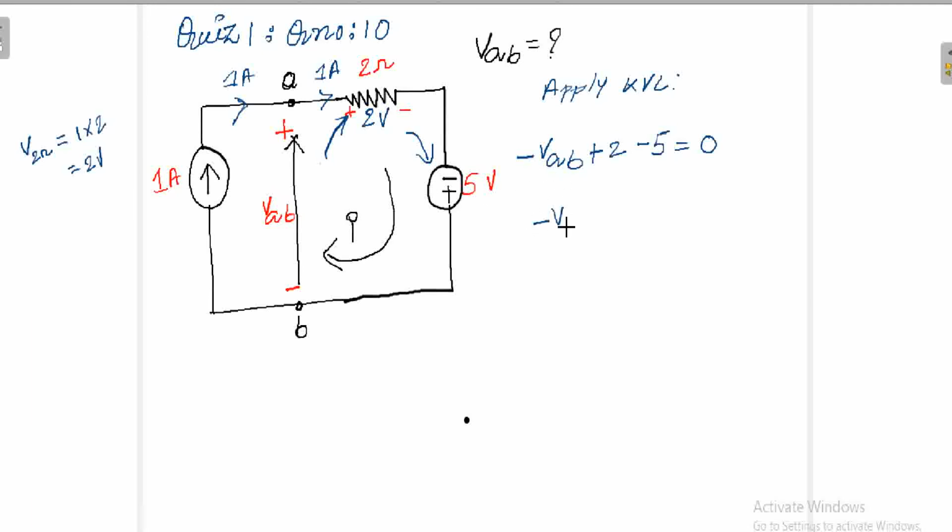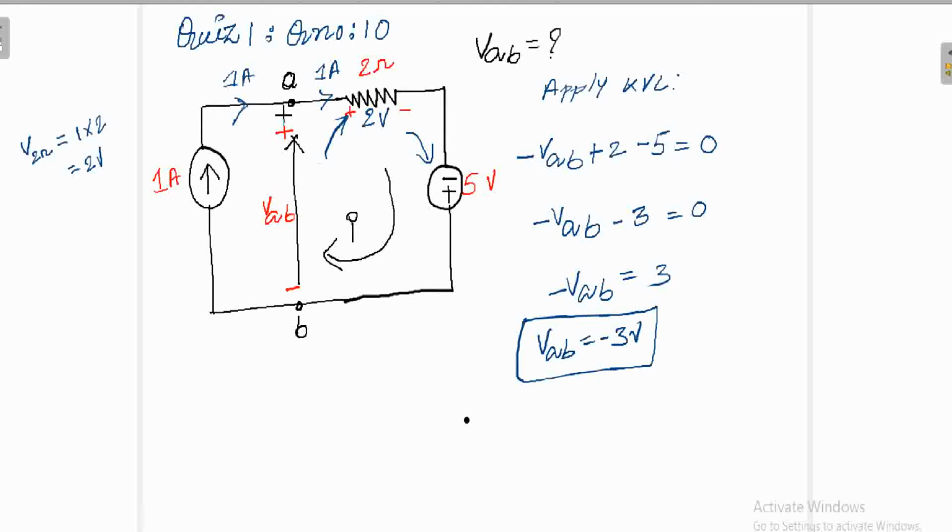So minus VAB minus 3 equal to 0, minus VAB equal to 3. From this, VAB equal to minus 3 volts. So the value is minus 3 volts, which we got by the procedure, and we can find it from observation also.